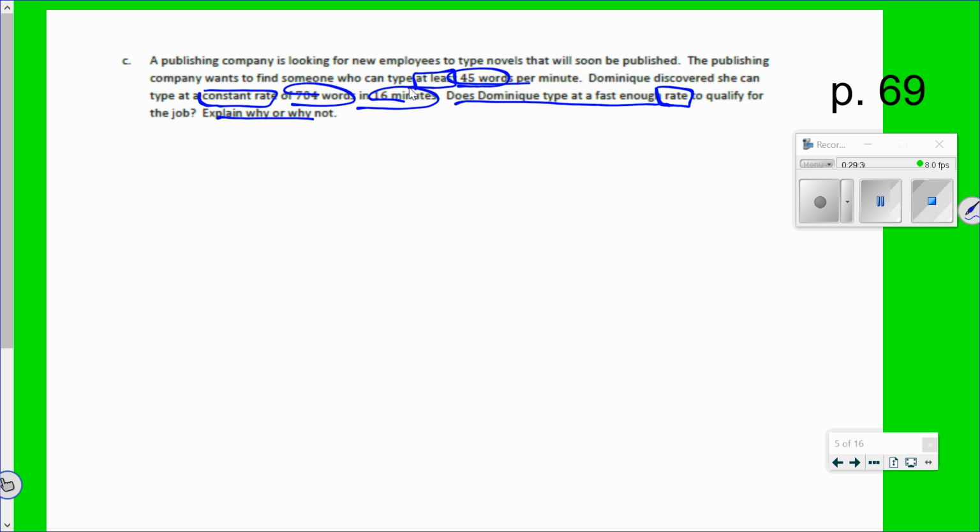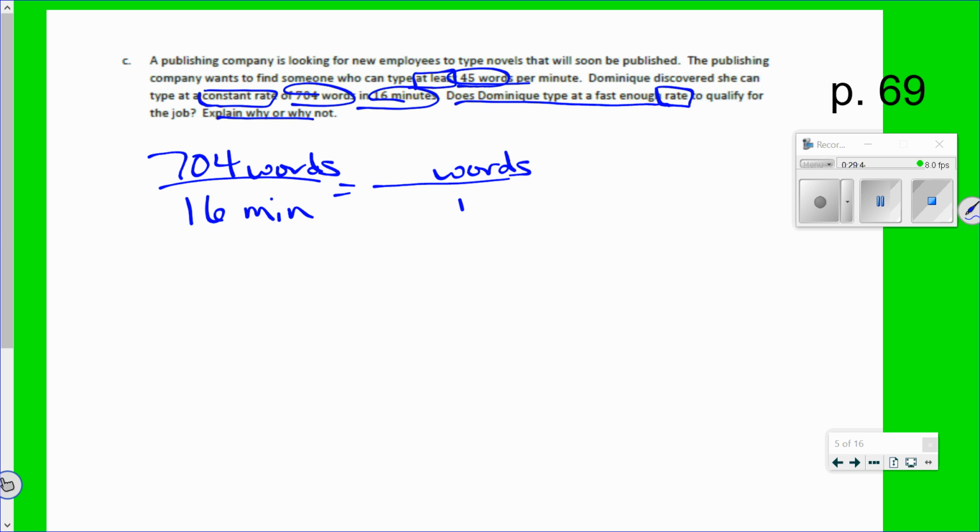Okay, so we know she does 704 words in 16 minutes. What do we really need to know? How many she does in 1 minute. So when I'm setting this up, guys, if you'll set this up this way every time, it's going to make it easy for you.